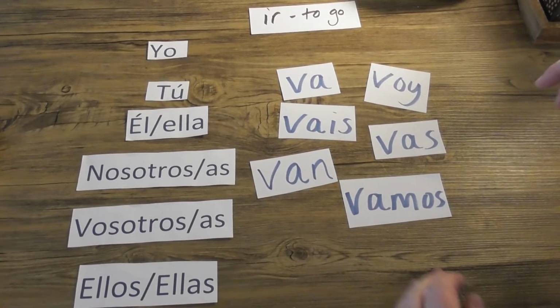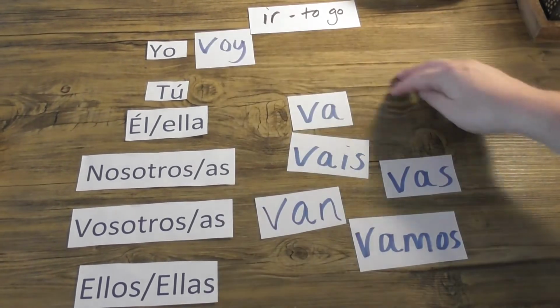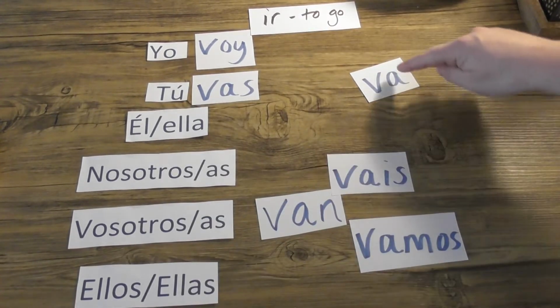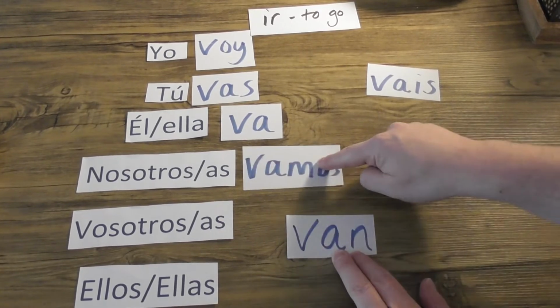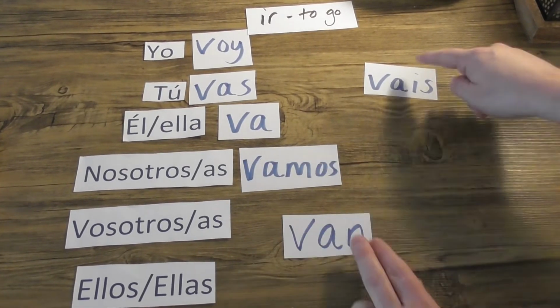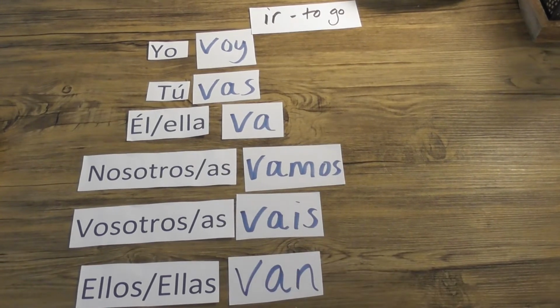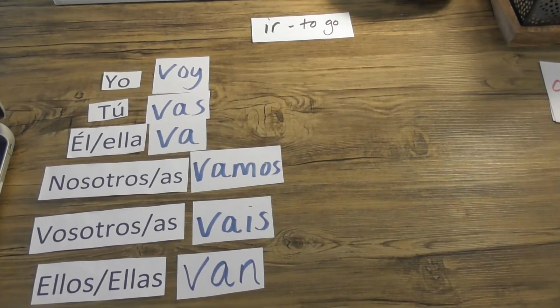Y vamos a ver, let's see. So I would say, yep, yo voy, I am going. Tú vas, you are going. Él, ella va, he or she is going. Nosotros vamos, you've heard that so many times, we are going. Vosotros vais, you are all going. And ellos, ellas van, they are going. That's step one. So we've conjugated our verb ir. So we've got the beginning of our future, haven't we?